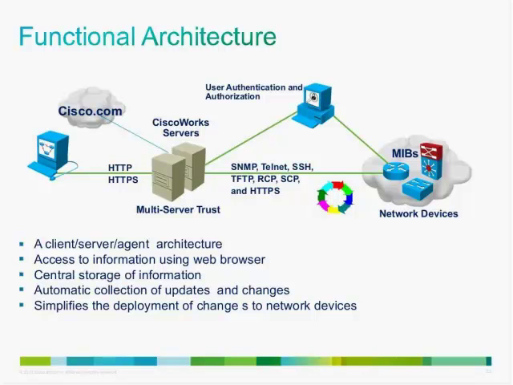It uses a lot of protocols to communicate with the devices, be it SNMP, Telnet, SSH, TFTP, RCP, SCP, and HTTPS. So we have included all kinds of communication channels which CiscoWorks can use to communicate with a device so that it can effectively manage one or the other part of the network.